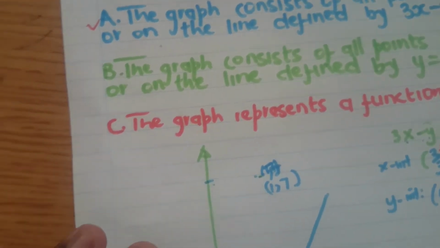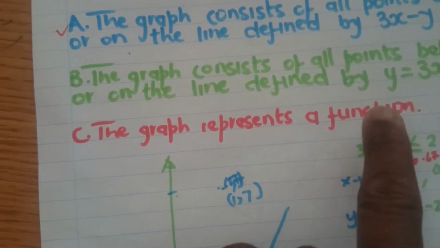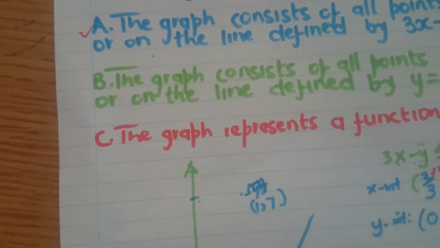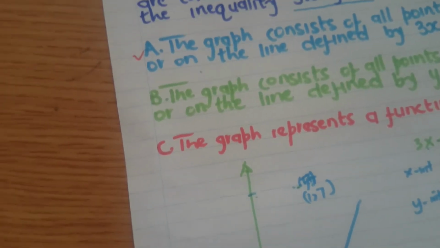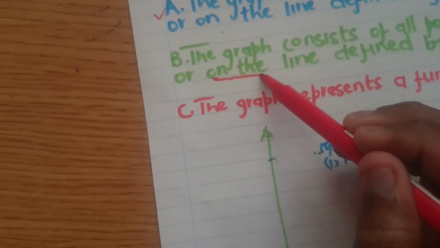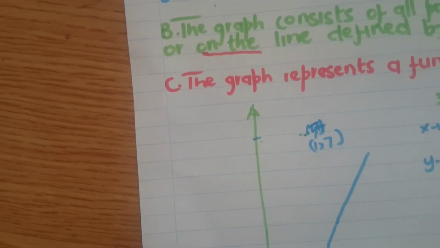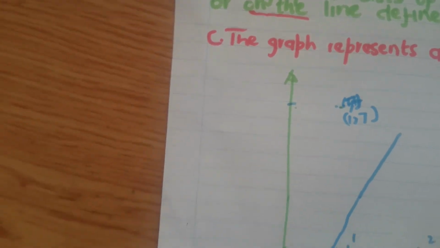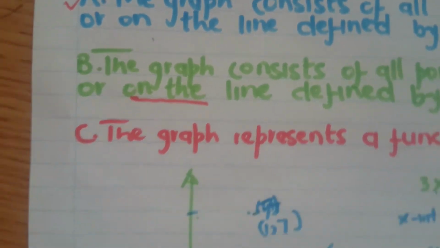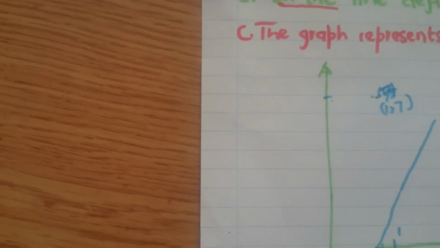So now we go for the next one. For the next one, they say the graph consists of all the points below or on the line. On the line. So it's not true already, because when they say on the line, I disagree. We have seen all the points which are on the line prove the first one. So of course this is going to be false. But let me just prove to you with another example.